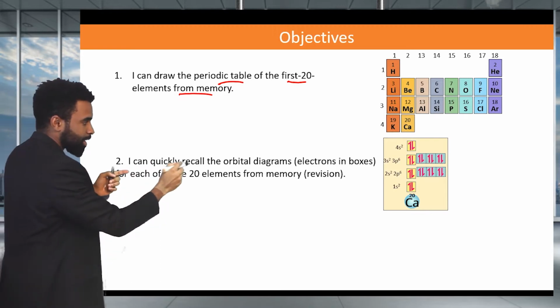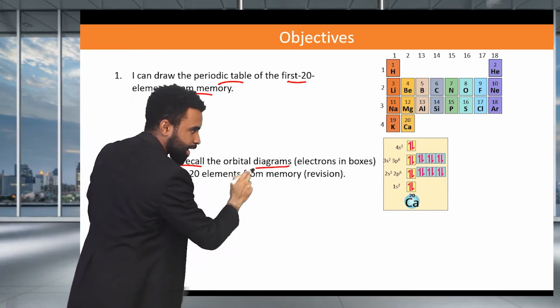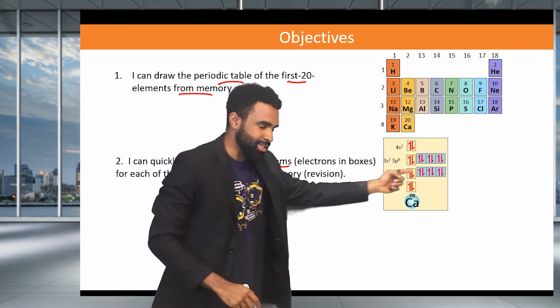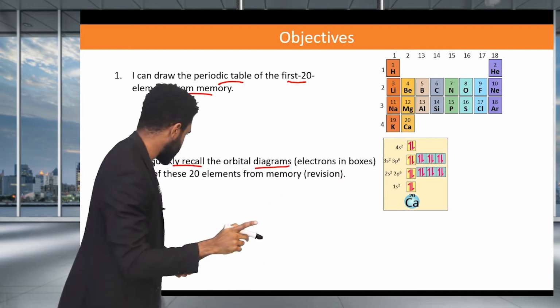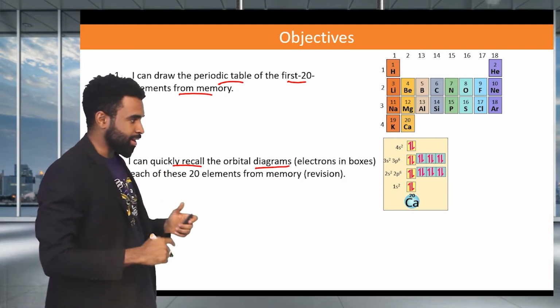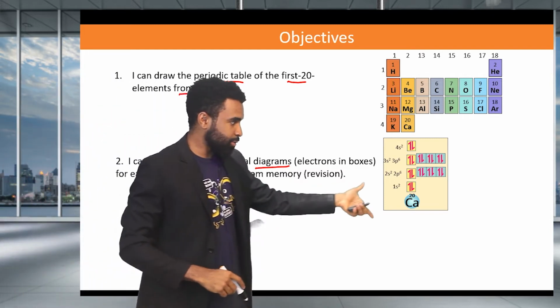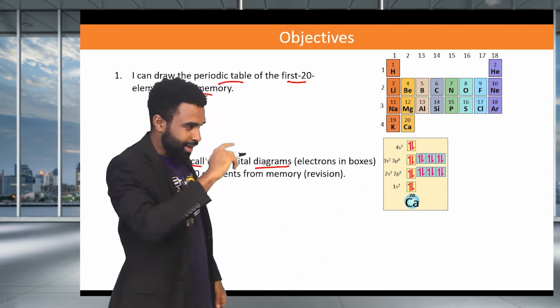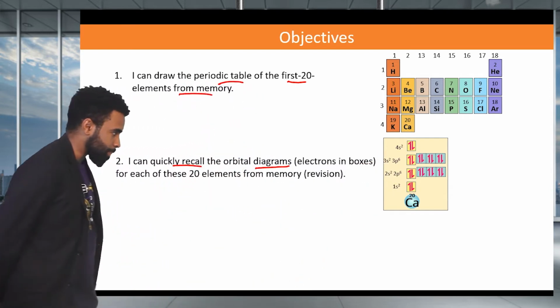Secondly, I'd like for you to be able to quickly recall the orbital diagrams. That's the electrons in boxes, which we've already covered, for the first 20 elements. Again, the key word here is quickly. So this is revision. I'd like for you to be able to do this for all elements up to calcium.